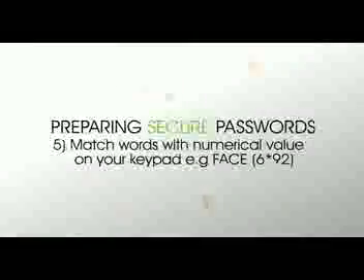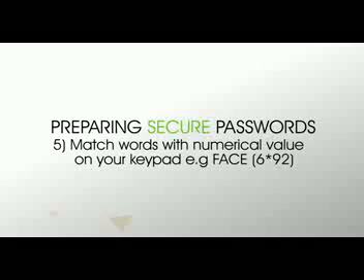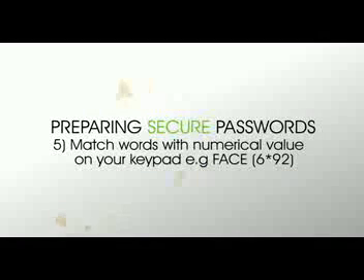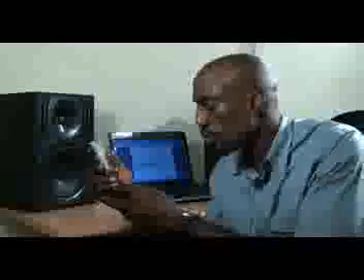Another thing you could do to create a secure password is to match words with the numerical value on your keypad. For example, assuming my password, which could be a weak password, is FACE. I don't want to use FACE. Instead, I'll use the numerical equivalent on my keypad, which in this case, F will be the number 3, A will be the number 2, C would be number 2, and E will be the number 3. So I could use numbers to represent my password. That's another secure way of getting a password. Those are a few of the many ways you can get secure passwords.